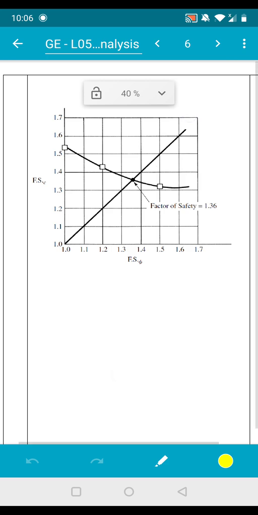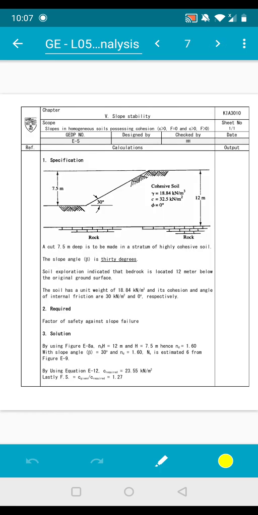I plot the values in this graph, FSC versus FS phi. I have 1, 2, 3 points, and the point that intersects with the y equals x line is the factor of safety that represents both parameters, one from the cohesion and one from the internal friction angle. So the factor of safety from this graph is 1.36. Now let's look at problem number 5. This scope is still on slope in homogeneous soil possessing cohesion.